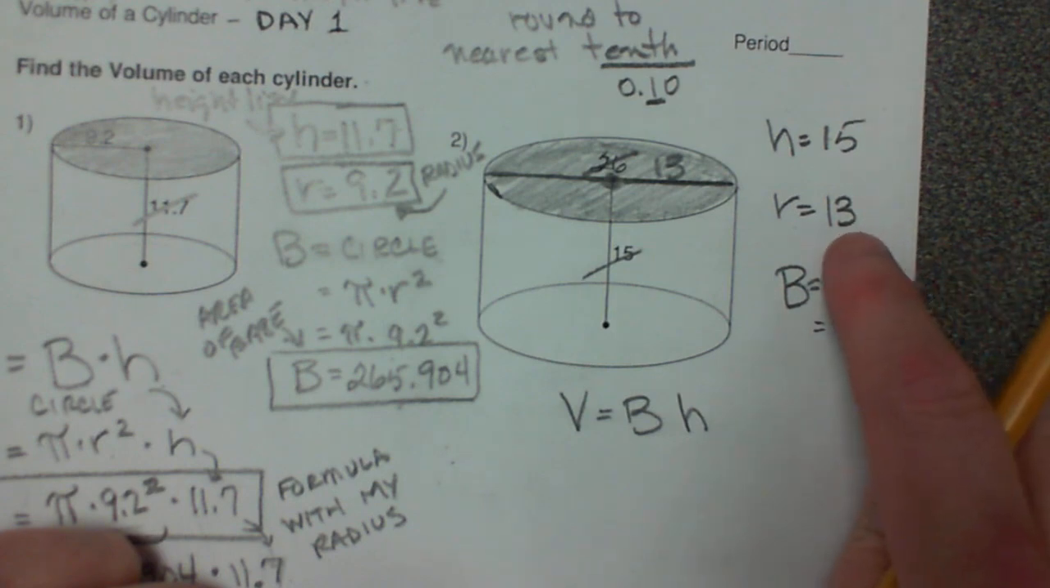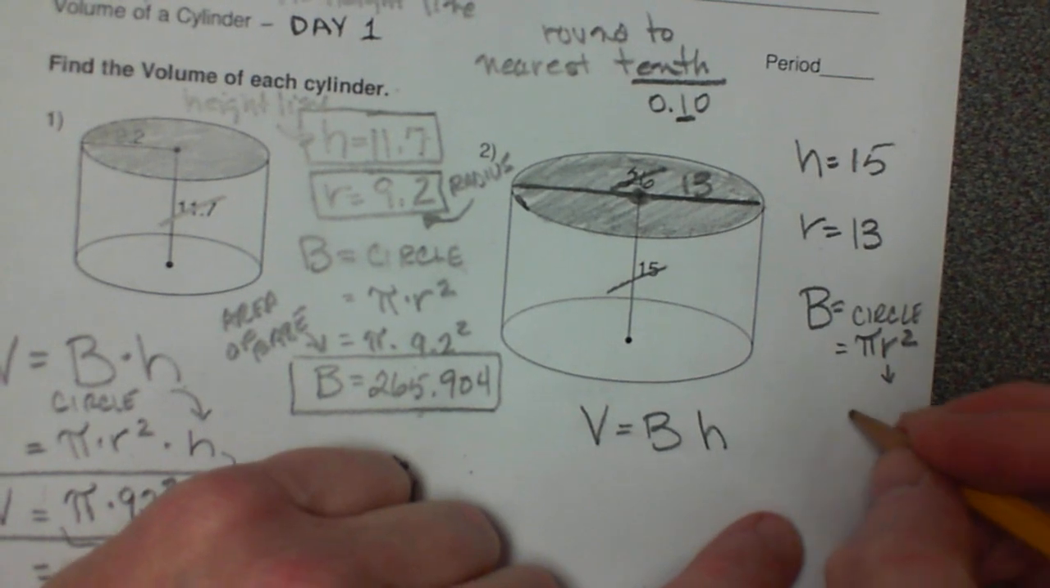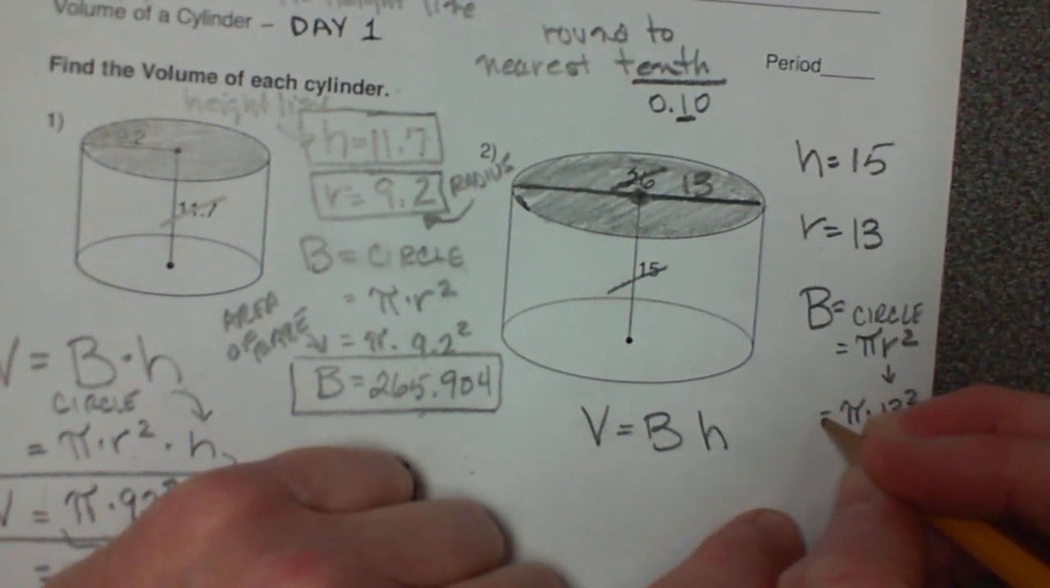All we're doing is we're taking this 13 and we're going to use it right down here. We're going to substitute it where the r goes. So pi times 13 squared.